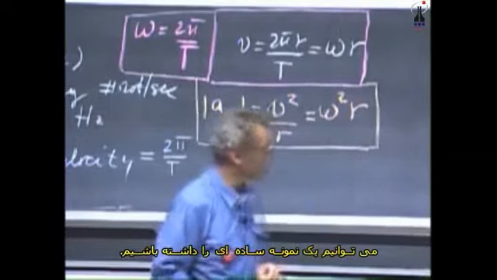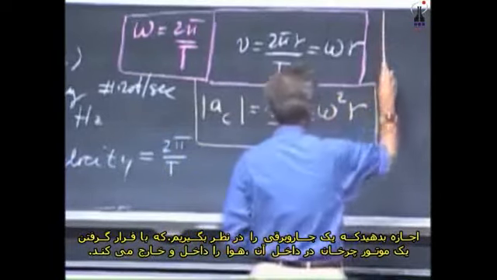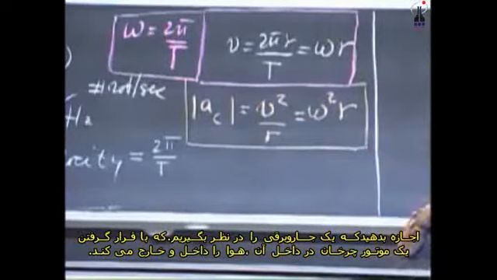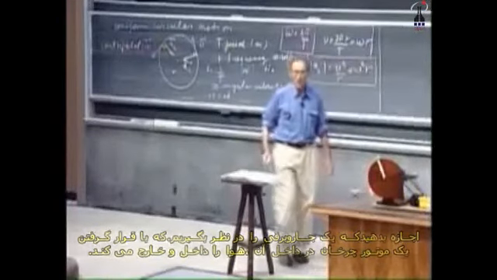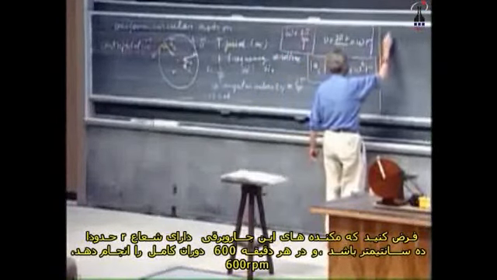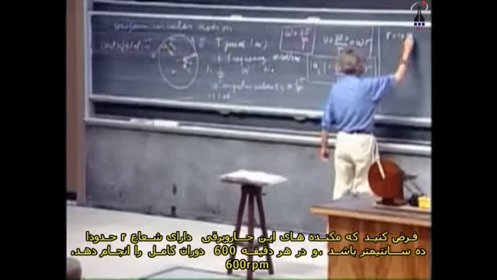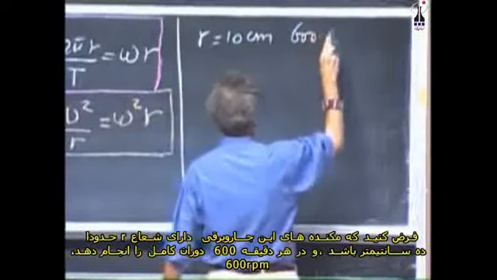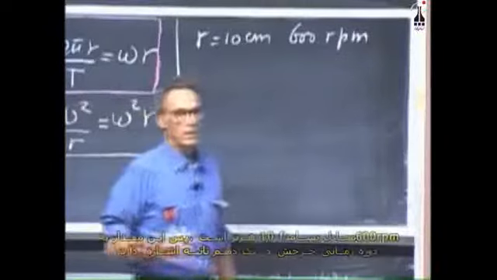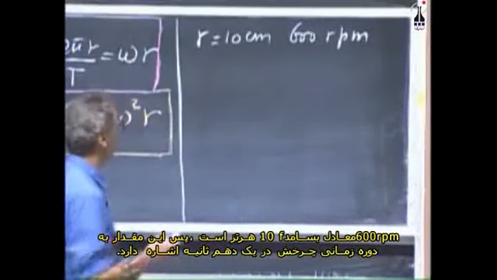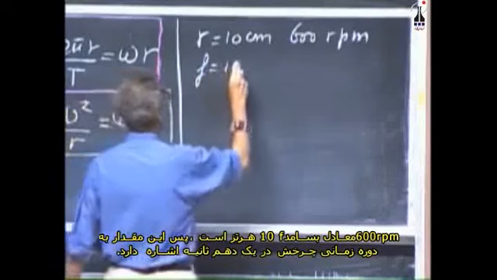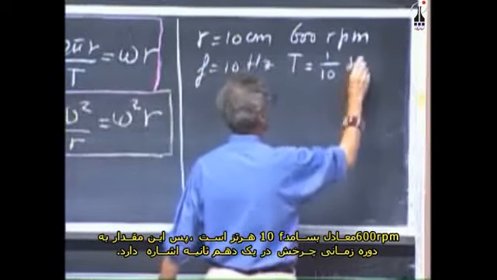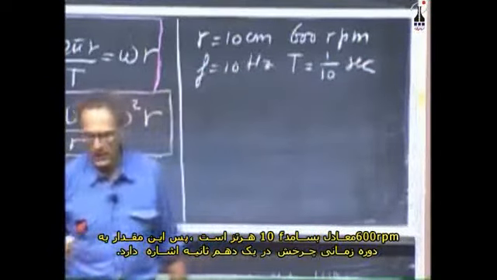We can have a simple example. Let's have a vacuum cleaner which has a rotor inside which scoops the air out or in, whichever way you look at it. And let's assume that the vacuum cleaner scoops have a radius r of about 10 centimeters, and that it goes around 600 revolutions per minute, 600 RPM. 600 RPM would translate into a frequency f of 10 hertz. So it would translate into a period going around in 1/10 of a second.